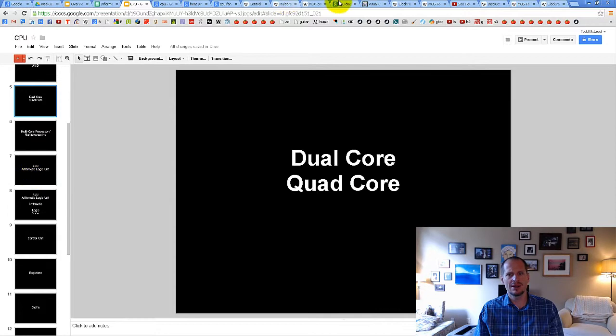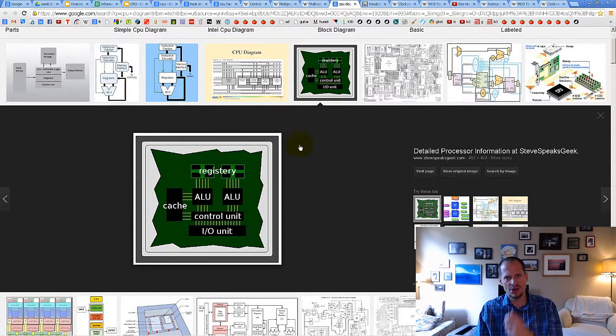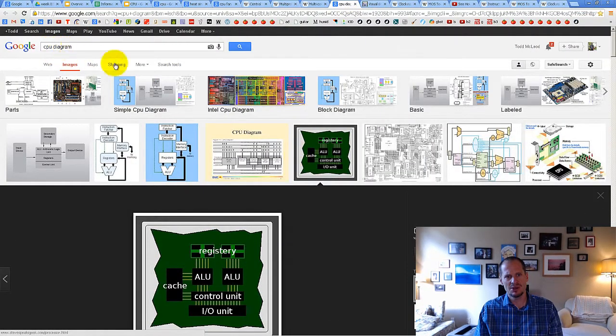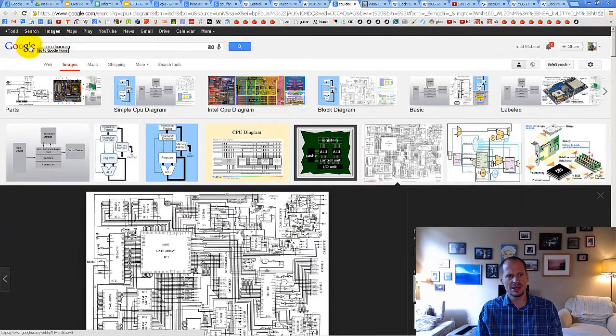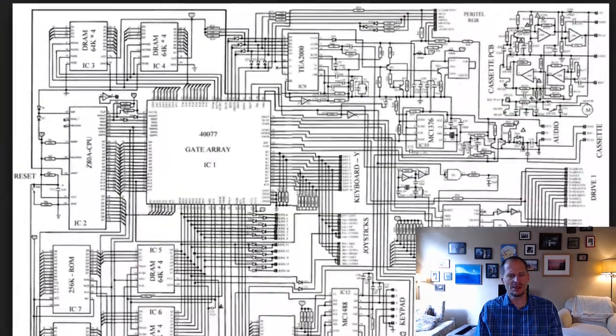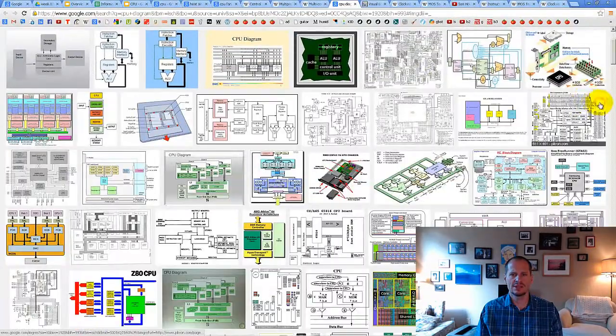The next thing to know about when learning about CPUs is you could go to Google once again and search for CPU diagram. Go to Google, search CPU diagram, and then go to images, right? And the CPU diagrams that come up, some of them just look a little bit intimidating. So that's kind of just interesting to look at.